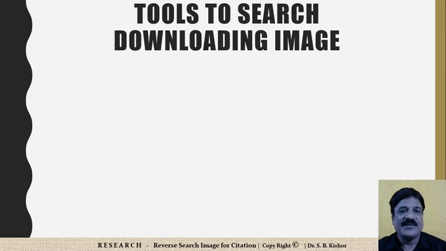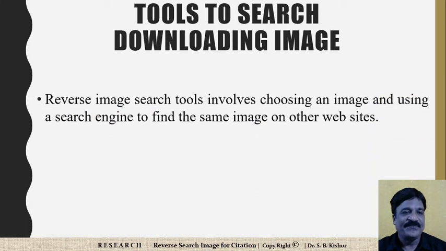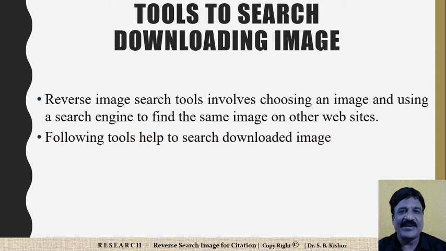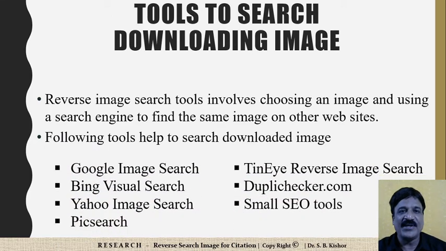So now, what are the tools that will help you to search the downloaded image? Reverse image search involves choosing an image and using a search engine to find the same image on other websites. So it means you need to provide the image, and only then it is able to extract additional information about that particular image. There are various tools through which we are able to find similar images, like Google Image Search, Bing Visual Search, Yahoo, and Small SEO Tools. So there are a number of tools available.